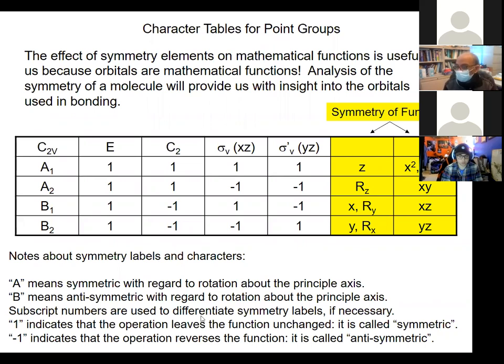The subscript numbers are used to differentiate symmetry labels when necessary. Okay, so a 1 in the character indicates that the operation leaves the function unchanged. Which means it's called symmetric. If it is -1, that indicates the operation reverses the function. It's called anti-symmetric. Am I clear here of all the terms? So we have the point group, symmetry operations, E, C2, sigma, sigma V prime, and symmetry representation labels, A1, A2, B1, B2, and then we have the characters, and we have also symmetry functions here. Any questions up to this point before I continue to the next slide?